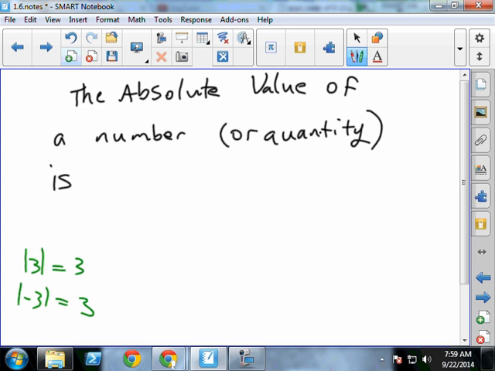Anyway, the absolute value of a number, there is a reason why it's oftentimes positive, and it's because of the definition. Does anybody know what the definition of an absolute value is? What do we got? Why is absolute value positive usually?